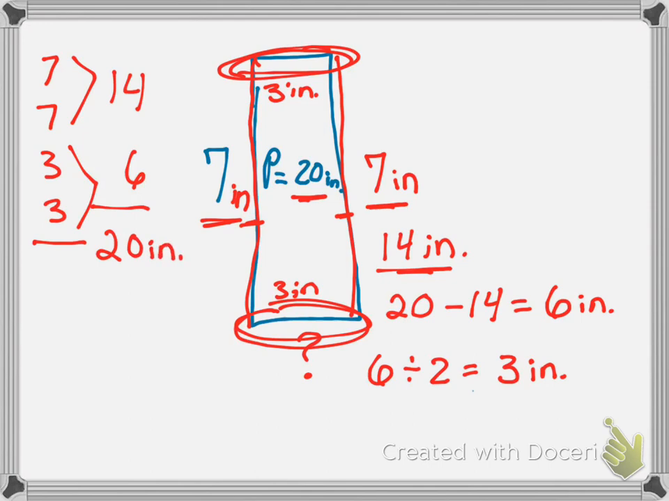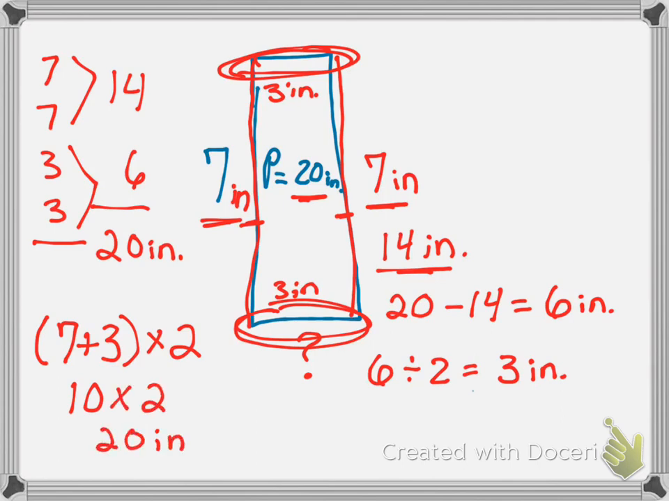So we were correct. I would like you to also try the distributive way. In parentheses, we're going to put 7 plus 3 and times that by 2. 7 plus 3 is 10, times 2 is equal to 20 inches. So we did this problem correctly. Good job.